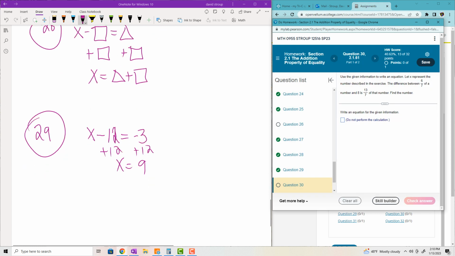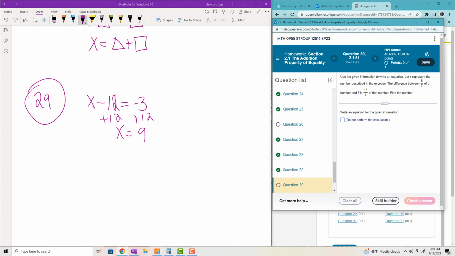This one's a little harder because it has a fraction in it. Let's see if we can bust this out real quick. The difference between 6/7 of a number and 8 is 13/7. So this time you just write it down as you see it, in order of the sentence. It's the difference between 6, so that's the first thing I write. It's not like the number 5 is subtracted from and you kind of reorder it. This time you just take it in order. So the difference between 6/7 of a number, the word of means to multiply.